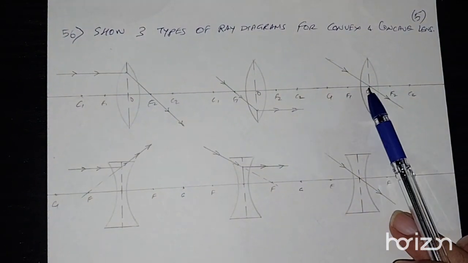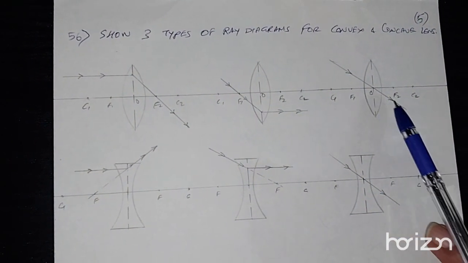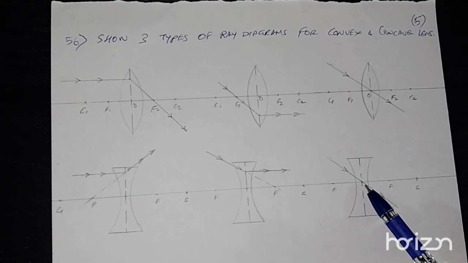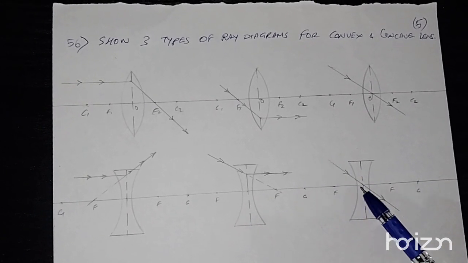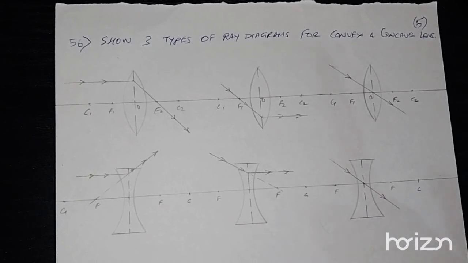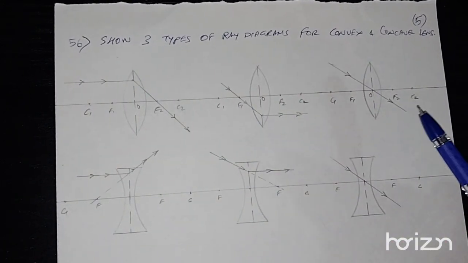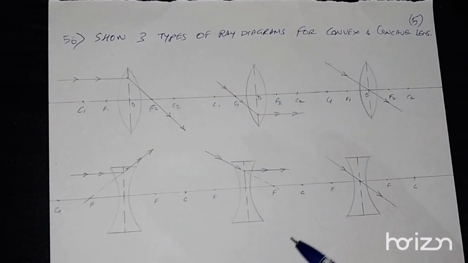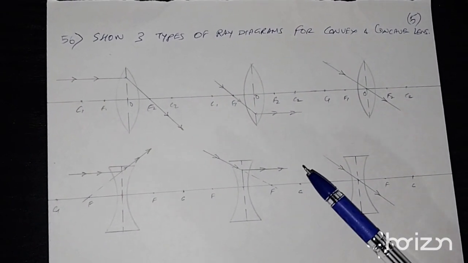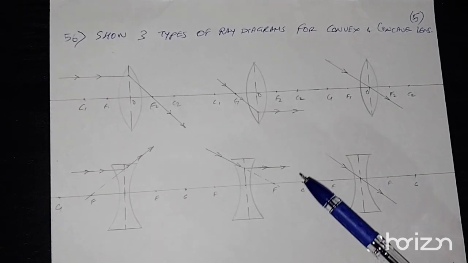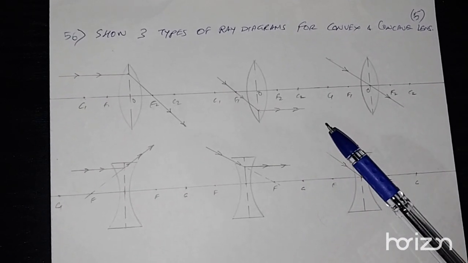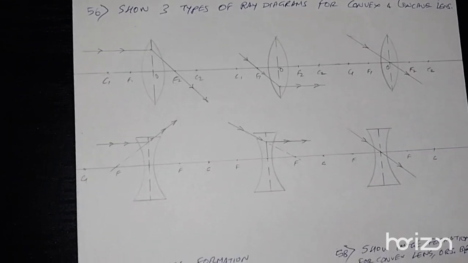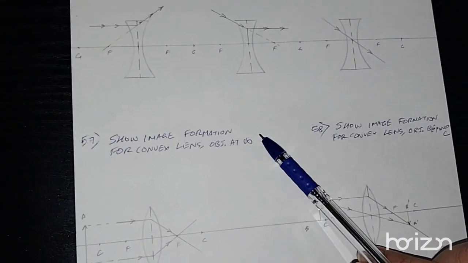If you shoot a ray through the optical center, it will not change its direction and it will keep on going. Same for the concave lens also. If you shoot a ray through the optical center, it will keep on going in the same direction. So these three types of rays, for both convex and concave lens, are important to understand so that we can study the image formation when the object is kept at various places for both convex lens and concave lens.